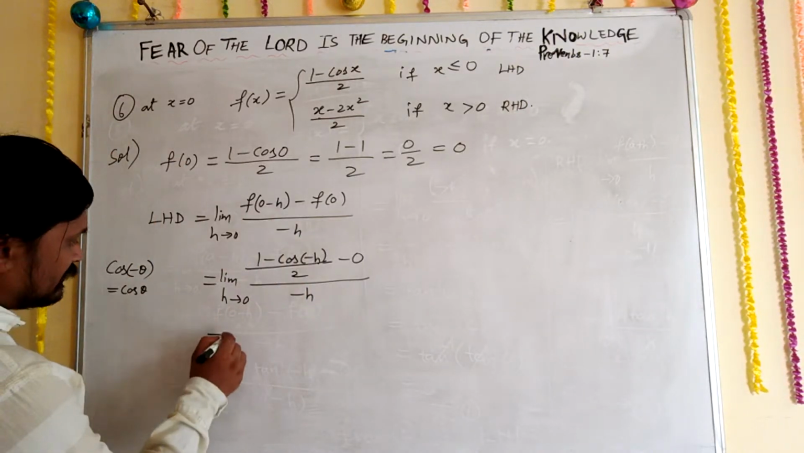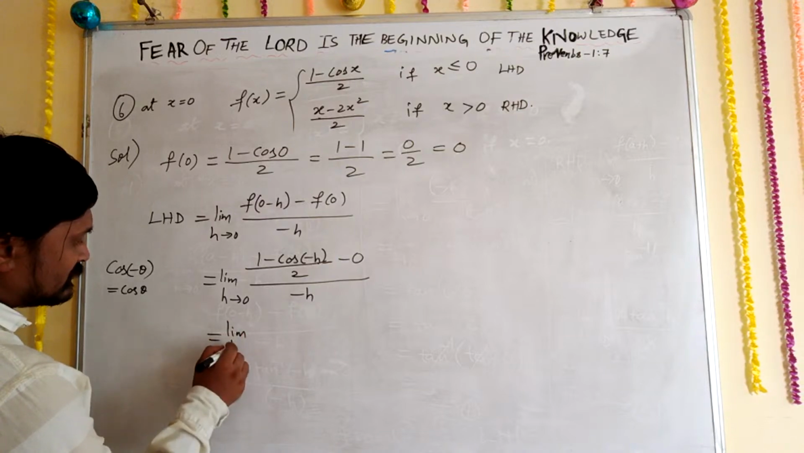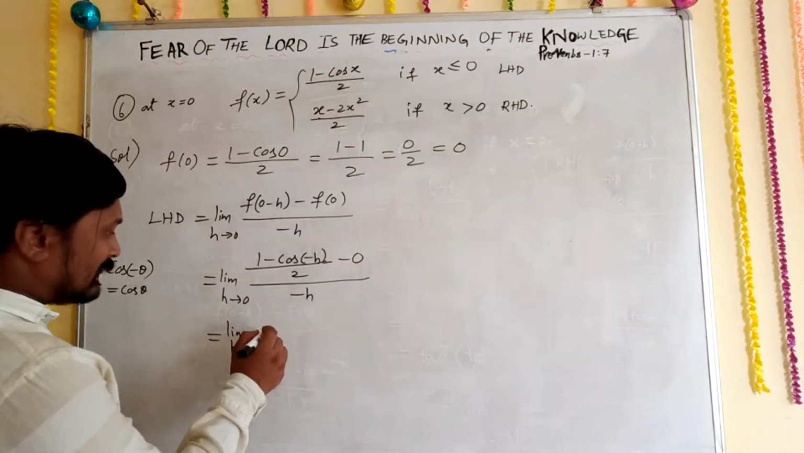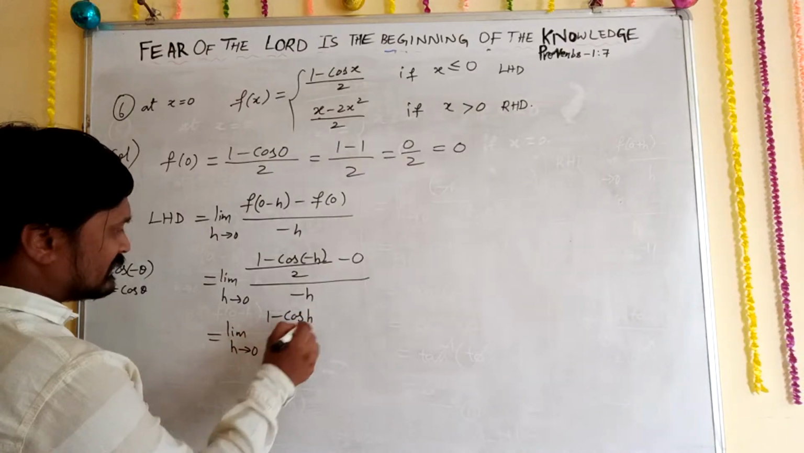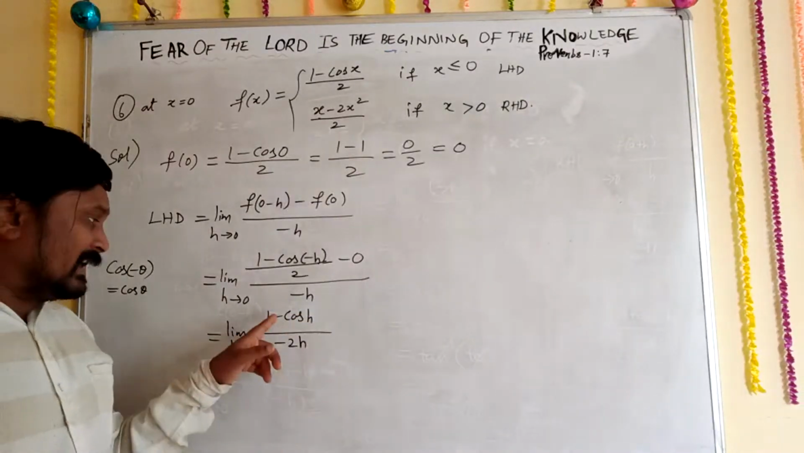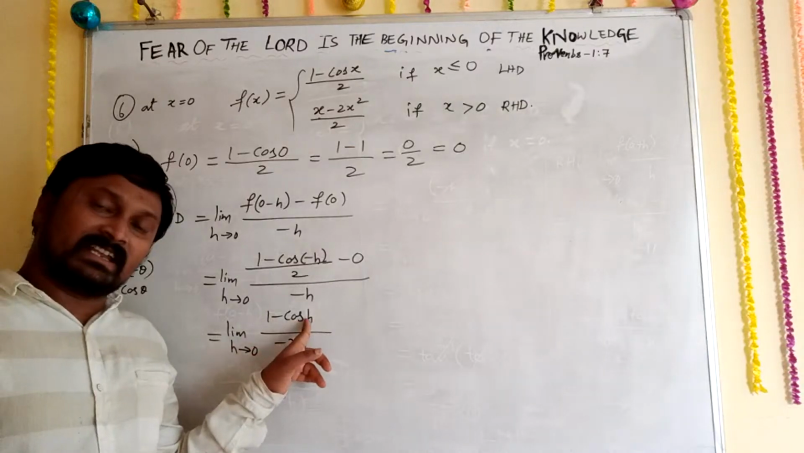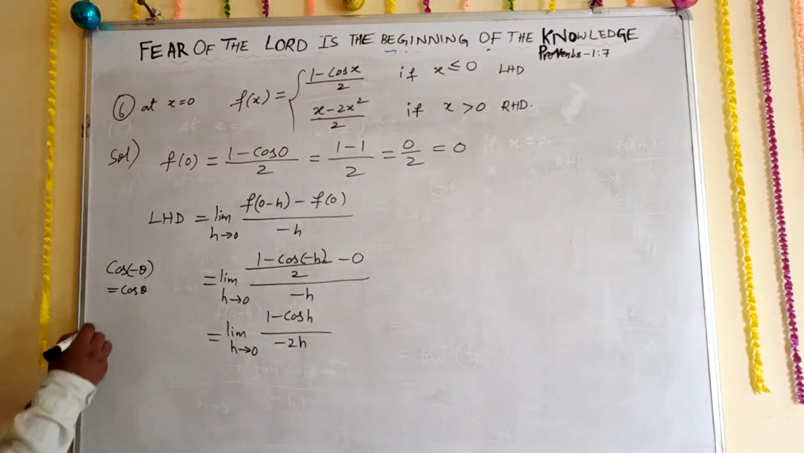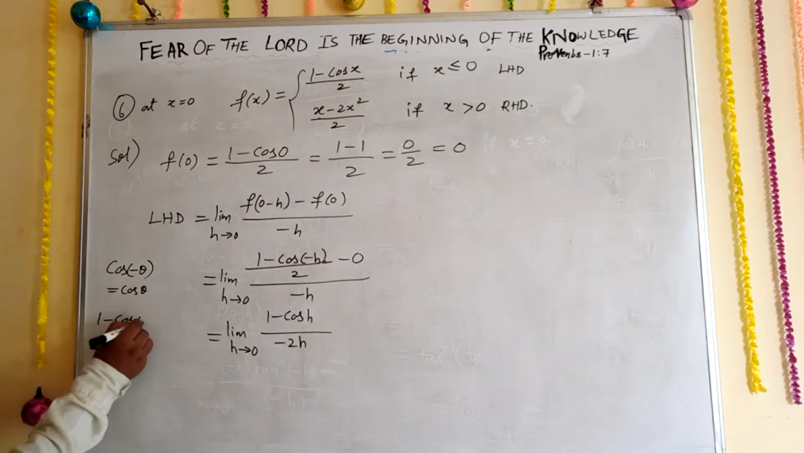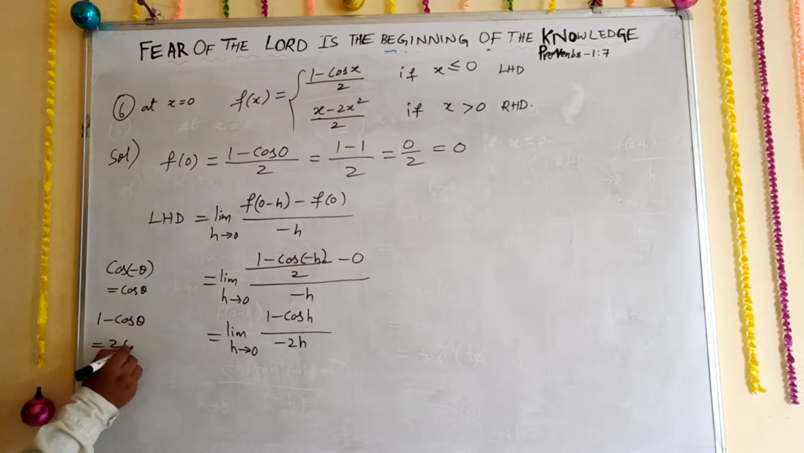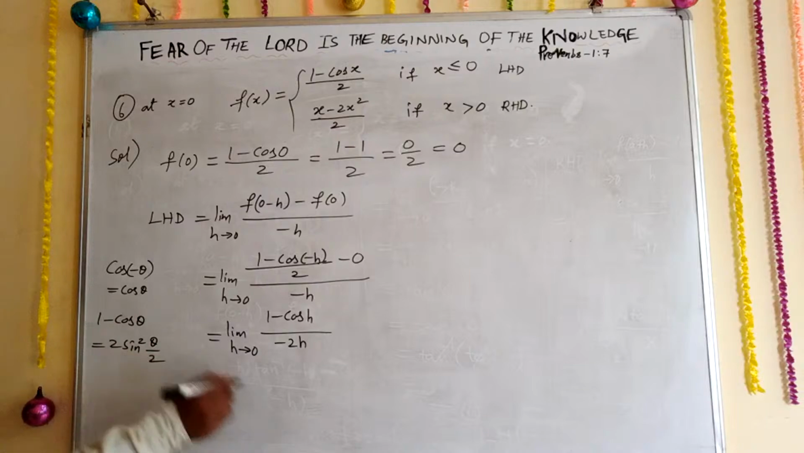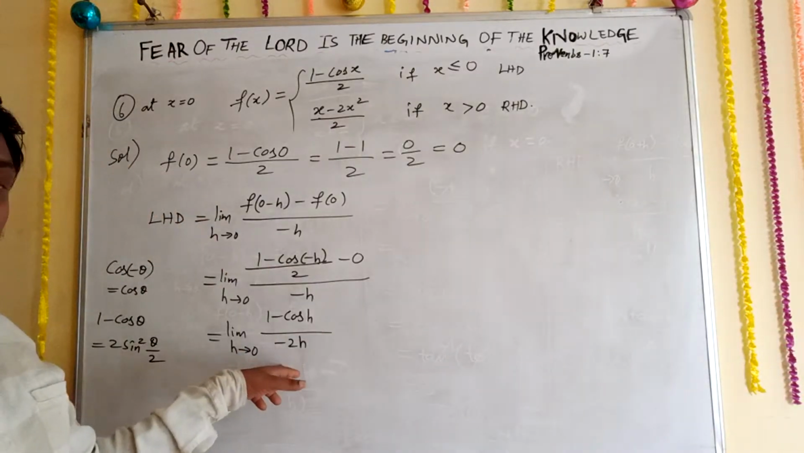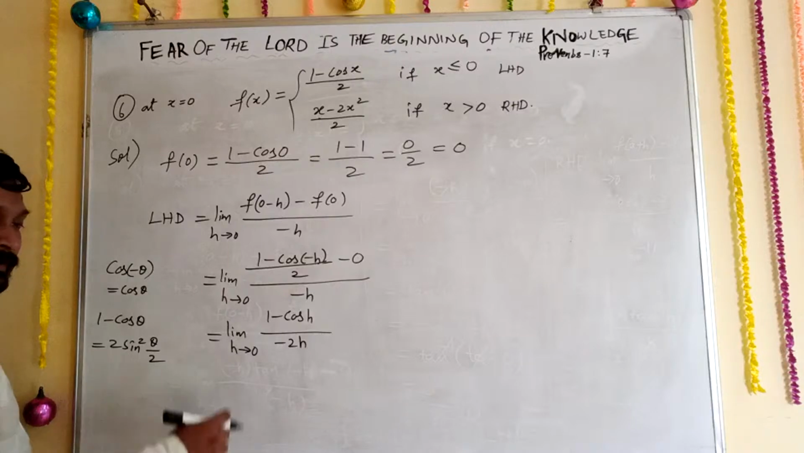Okay. So now here we can write limit h tends to 0. Now we can write this as 1 minus cos h. After that, 1 minus cos theta is nothing but 2 sine square theta upon 2. Remember this: 1 minus cos theta is equal to 2 sine square theta upon 2. Remember that formula? And then we need to apply it here. So when you apply, what are we going to get?